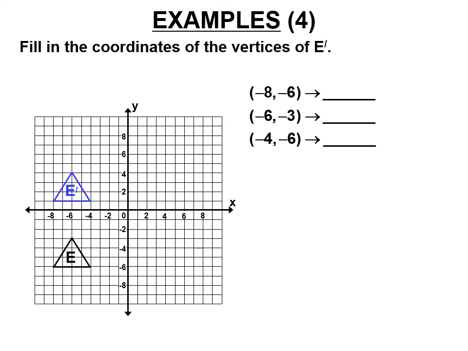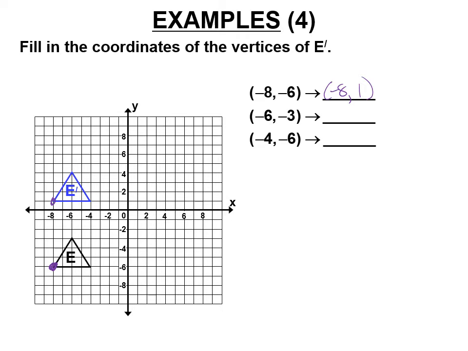All right, so this is the one we did from E to E prime, right? We moved each thing. Let's show the first one. So (-8, -6) is right here. That's the first one. Is now at (-8, 1).